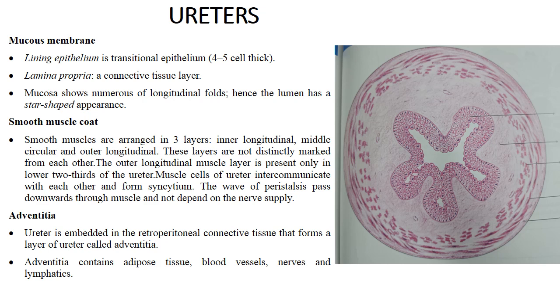The muscle cells of the ureter intercommunicate with each other and they form a syncytium. So the ureter has a syncytium. The wave of peristalsis passes downwards through the muscle and it does not depend on the nerve supply. Then the third layer is the adventitia. Ureter is embedded in retroperitoneal connective tissue and that forms the covering or the layer of the ureter called adventitia. It mainly contains adipose tissue, blood vessels, nerves and lymphatics.